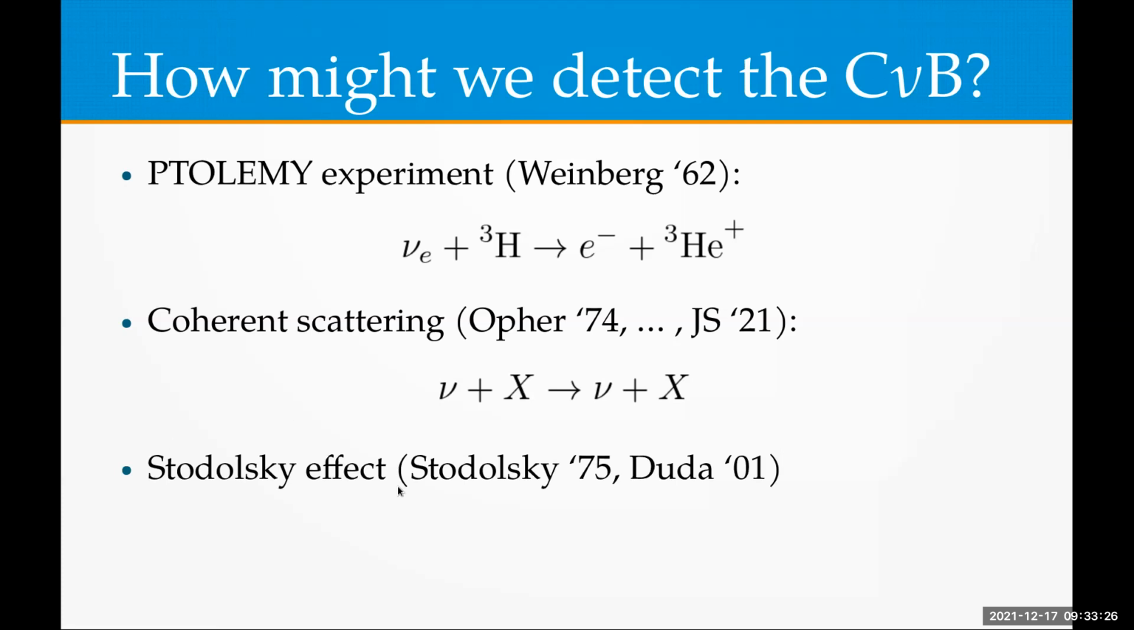So hopefully you're all familiar with the Zeeman effect, which is where if you put an electron in a magnetic field, the energy of the two spin states is split. The Stodolsky effect is very similar, except rather than coupling the electron to a magnetic field, you're instead coupling it to a background of neutrinos. And this effect is a lot smaller than the Zeeman effect, but there are certainly some ideas as to how you might be able to see it.